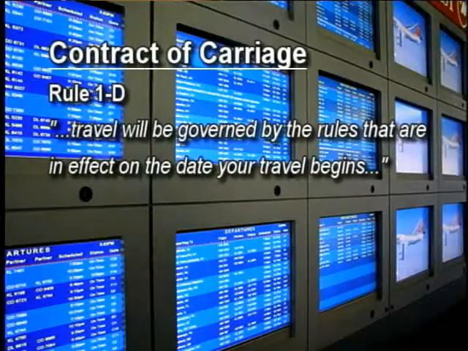Well, a perfect example is the guaranteed airfare rule. So let's take a look at Delta. Delta Airlines' contract of carriage, or their general rule, Rule 1D, reads in part, travel will be governed by the rules that are in effect on the date your travel begins. So in other words, according to Delta's general rule, whenever you buy your ticket is immaterial; the fare and the rules that are in effect on the day your travel begins are the fares you're going to pay. Now, in order for that to be different, a fare rule must override this general rule.